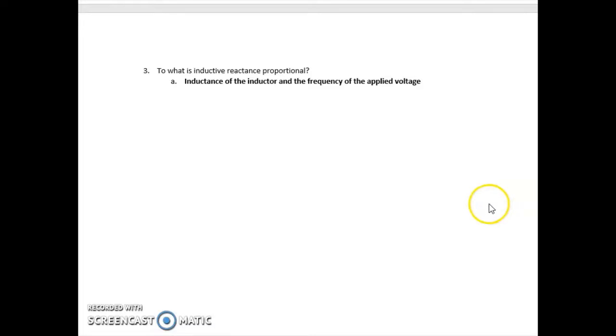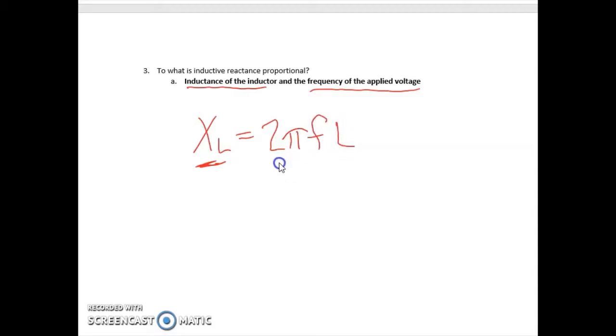Number 3, to what is inductive reactance proportional? The answer is inductance of the inductor and frequency of the applied voltage. The formula, this is inductive reactance, X sub L equals 2 pi F L. 2 is the number 2. Pi is the number pi, that's 3.14. F is the frequency of the applied voltage, and L is the inductance of the inductor.